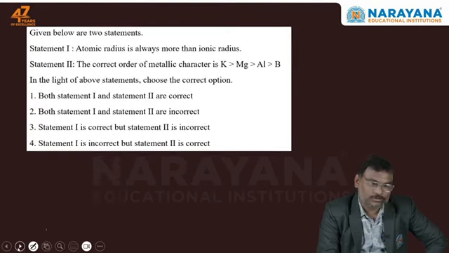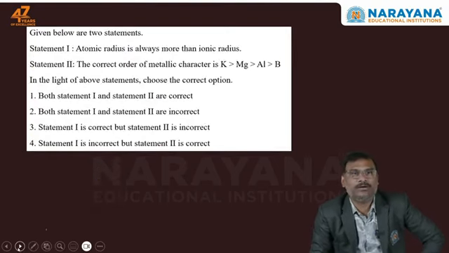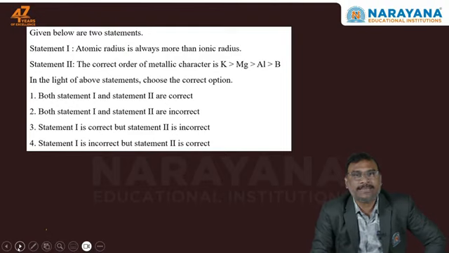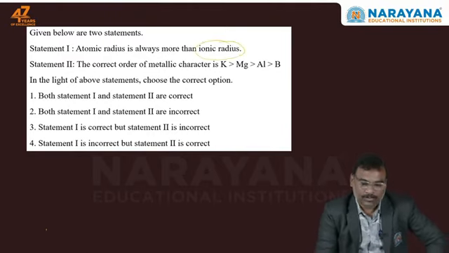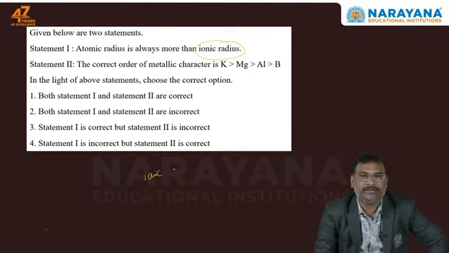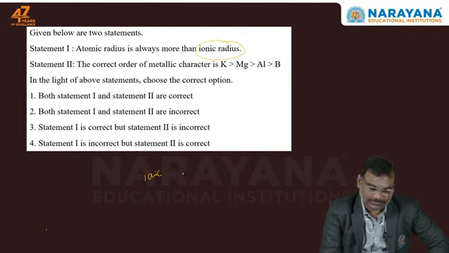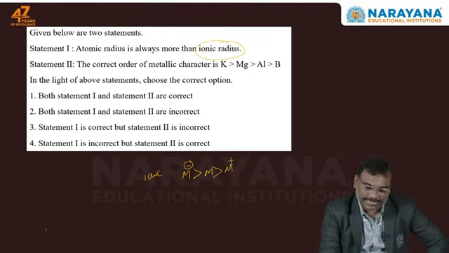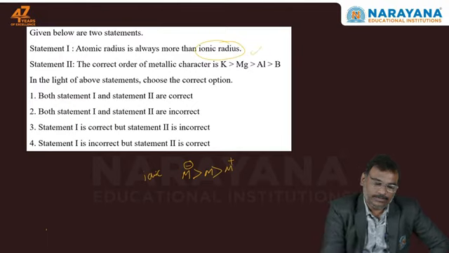Now let us go for the next question. Given below are 2 statements. Atomic radius is always more than ionic radius. Students, this statement is correct only if you consider ionic radius to be cationic radius. Here he said ionic radius. We cannot say that is only cation. So ionic means cationic as well as anionic. According to that, anion radius is more than neutral atom, which is more than cationic. Therefore, the given statement should be wrong.